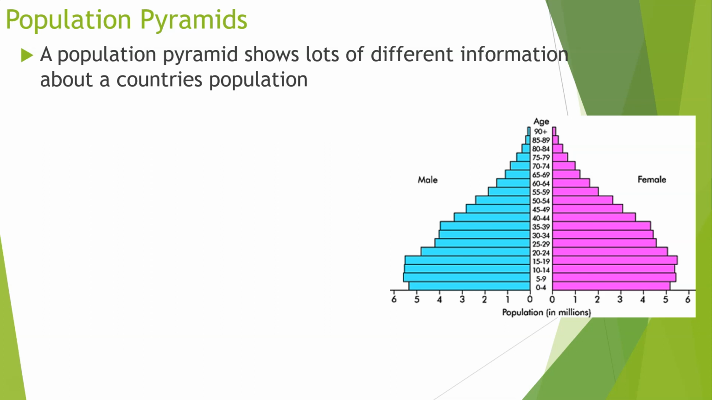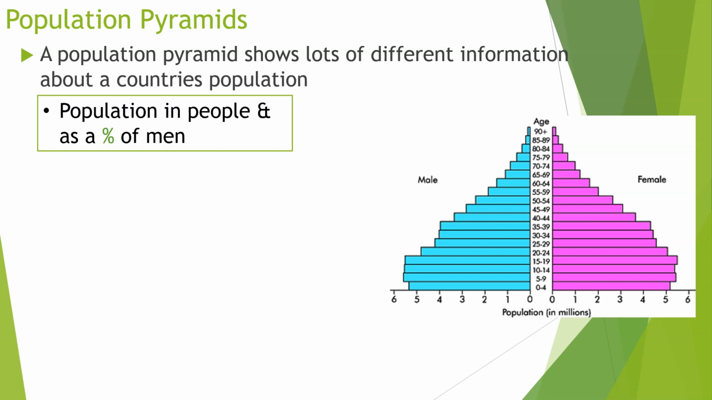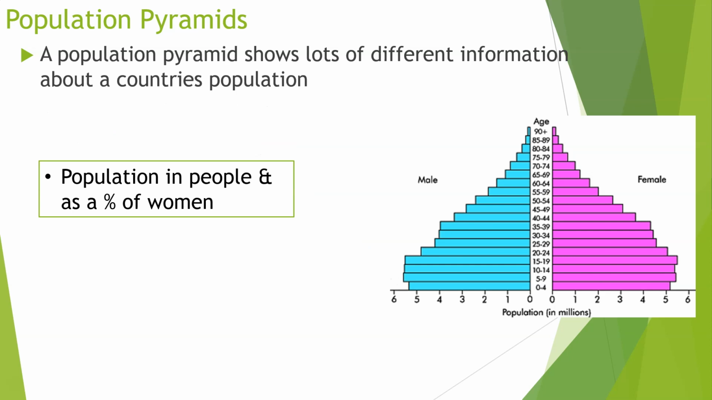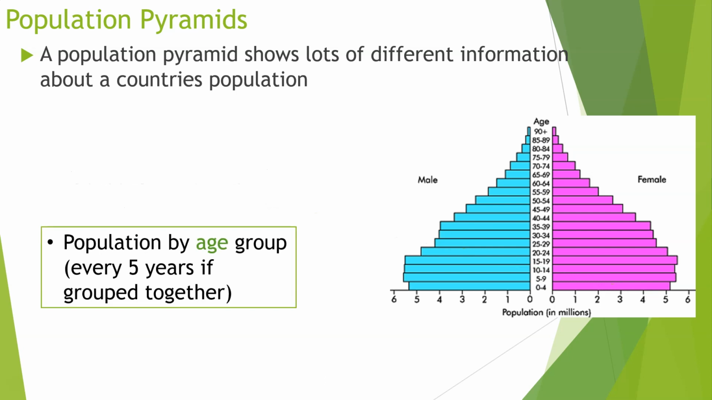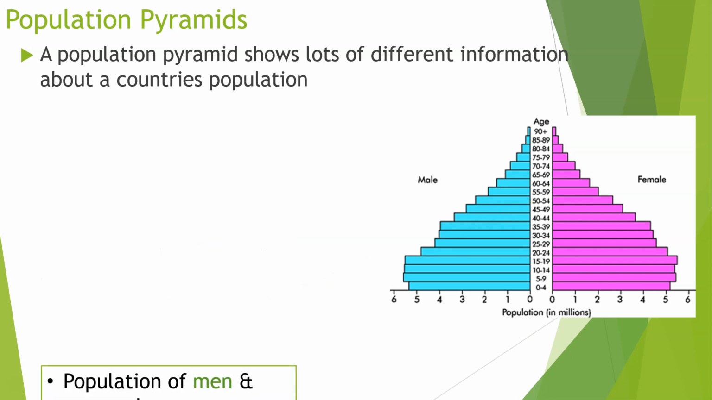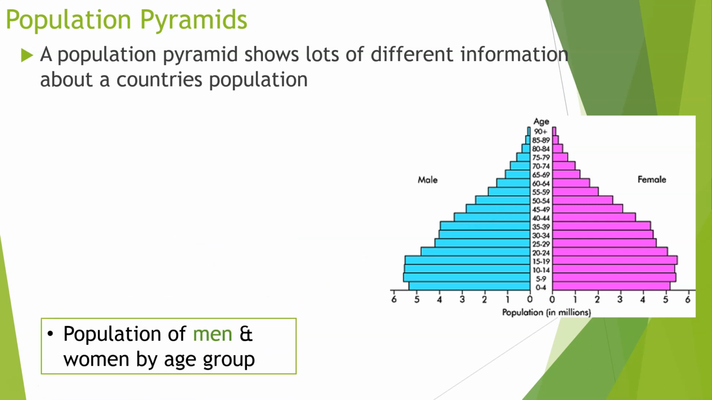Again, a lot of information to be derived from a population pyramid. Percent of people and as a percent of men. Percent of people and a percentage of women. Population by age group every 5 years, or deciles. Population of men and women by age group.